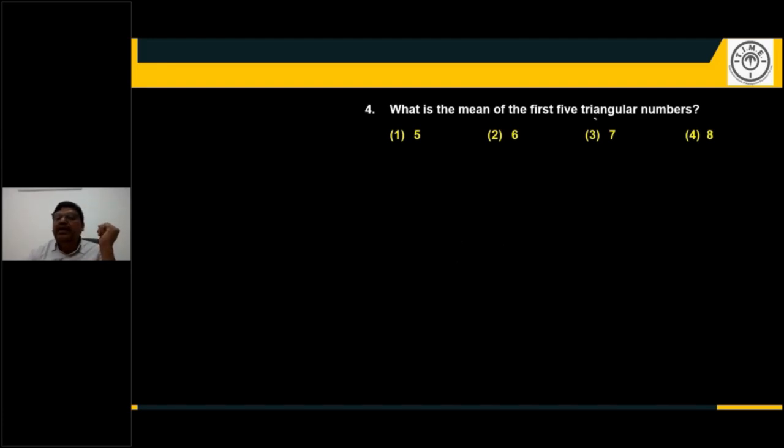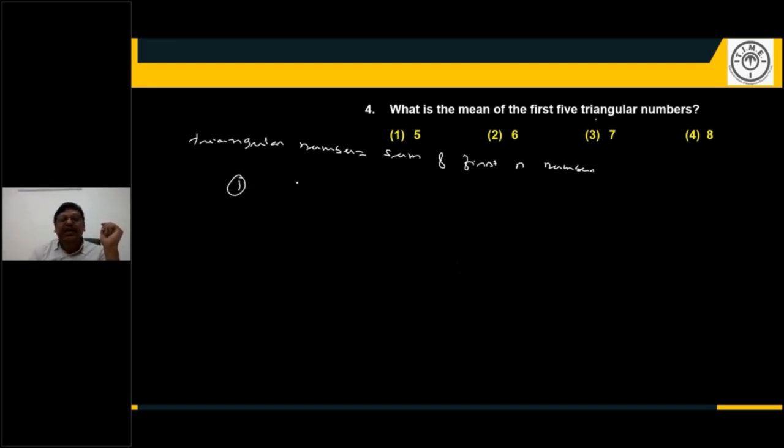What do you mean by triangular number, students? A triangular number is nothing but the sum of first n numbers. Suppose, students, what is the first triangular number? Sum of first one number, 1.